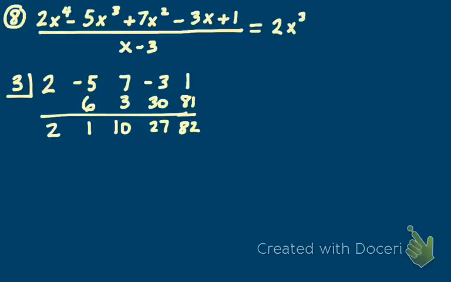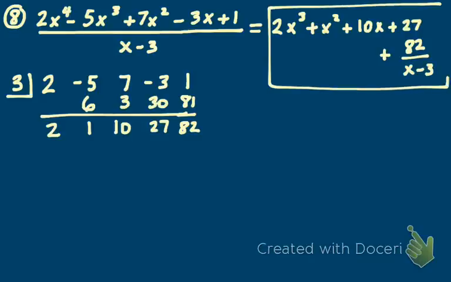So this is 2x cubed plus x squared plus 10x plus 27. And then we're going to stick our remainder under there, which would be plus 82 over x minus 3. And that is our fraction form answer for number 8.